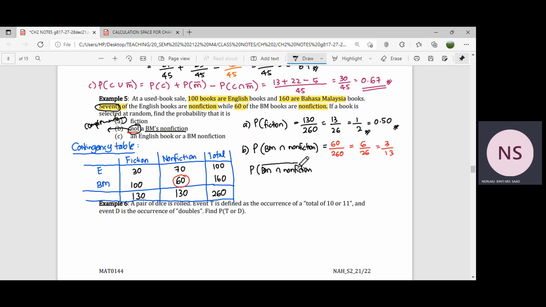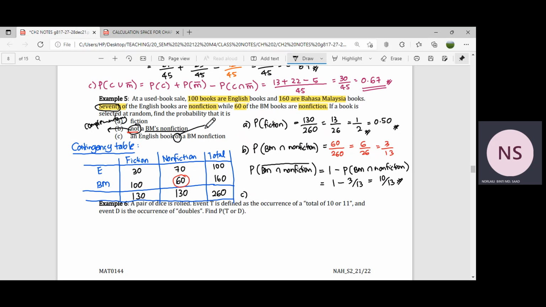So we put a bar here. The complement event, for this event, we need to take 1 minus the probability of BM and non-fiction. So we take 1 minus 3 over 13, which equals 10 over 13. Okay, done.